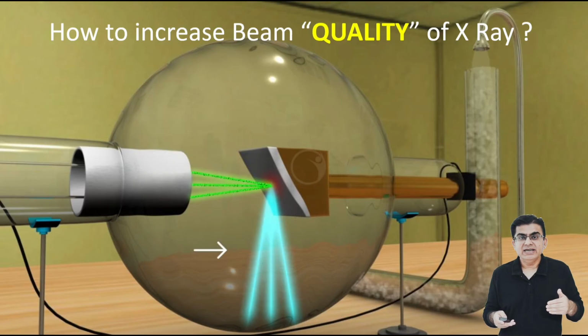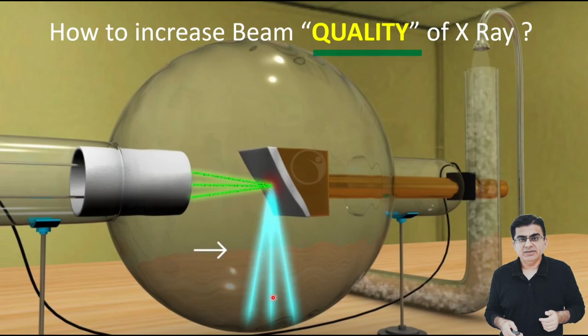Now look at the quality of X-ray. How to increase quality of an X-ray beam? See these bright blue X-rays. These blue X-rays are our final X-ray photons. This is the actual radiation beam that successfully exits the machine.